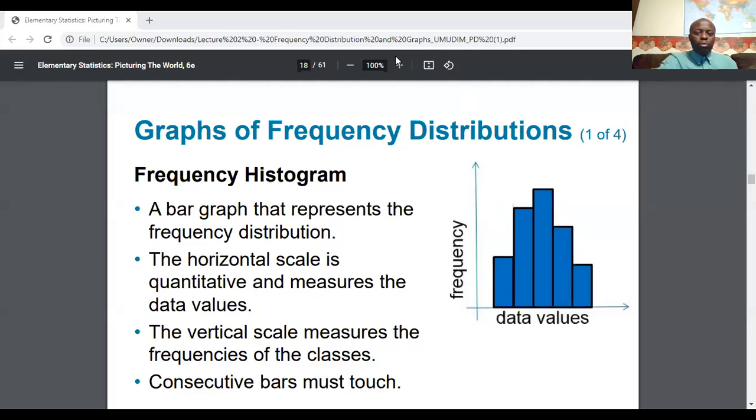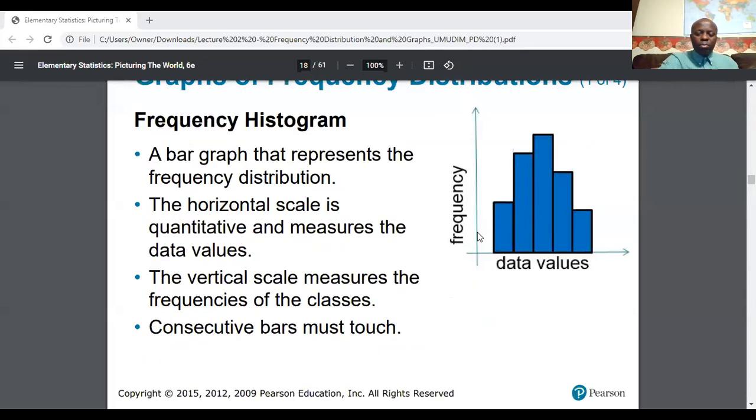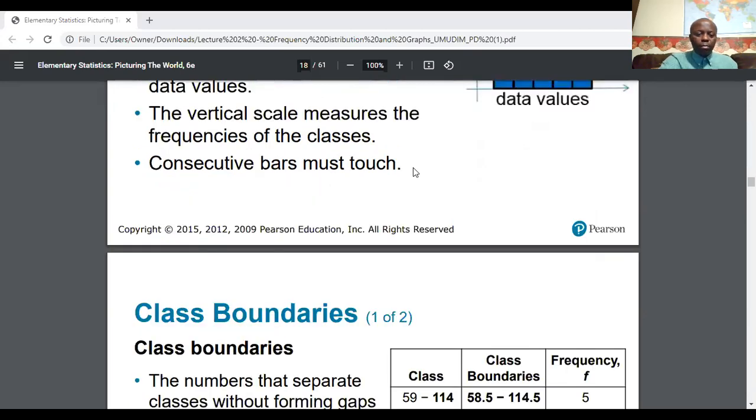Now, to draw a histogram, if you remember from your algebra class, you have the x-axis and the y-axis. Then you use your ruler and pencil to do the drawing. But for this class, we'll be using Excel to draw the histogram. So when you draw it, you can copy it and paste it in whatever, if it's a project. And then you can write an interpretation of the result.